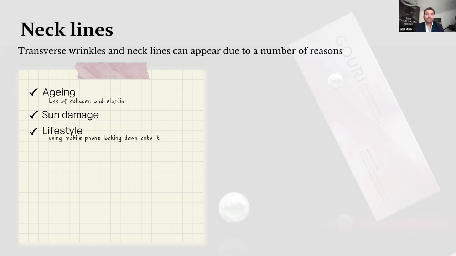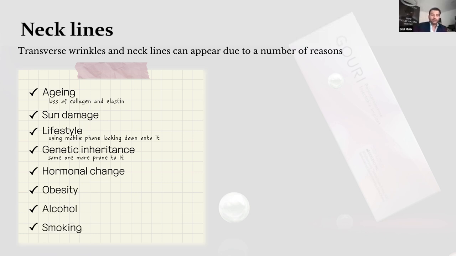damage, lifestyle, work, and as we all know, these days we all are using our mobile phones for extended periods of time. Looking down onto the phone ends up giving us a bit of a double chin, giving a bit of a lax skin under the chin area. Genetic inheritance, so some people genetically are more prone to this as well. Hormonal changes, obesity, alcohol, and smoking.